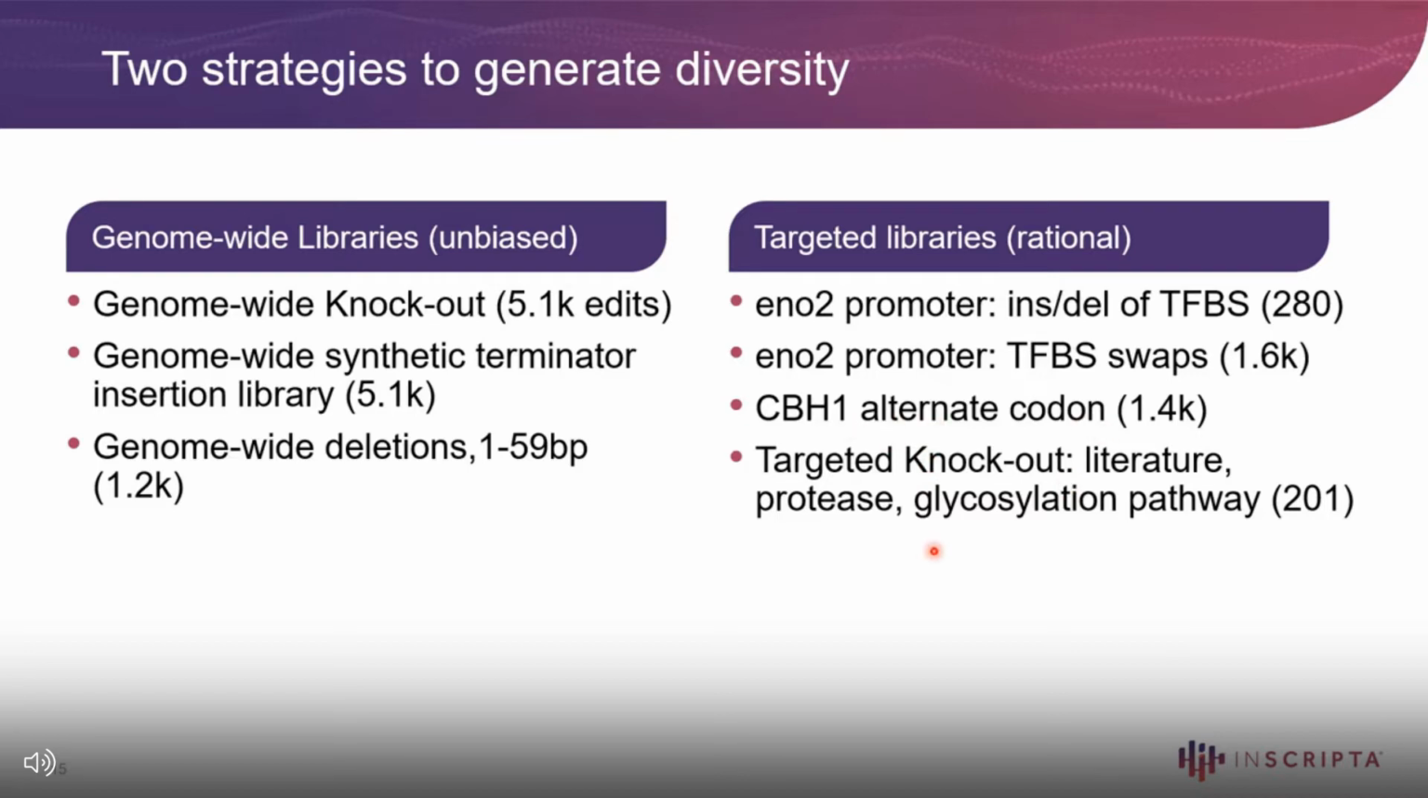For this library, I mined the literature looking for genes that have previously been shown to improve the production of a heterologous protein when knocked out. I also did a genome-wide protease deletion library, since host proteases can often be problematic for heterologous proteins. And then I targeted some genes in the glycosylation pathway, which might have an impact on secretion of the proteins. So these are all the different concepts that we wanted to test. In total, there were 7 different libraries, which broke down into this unbiased and rational approach.